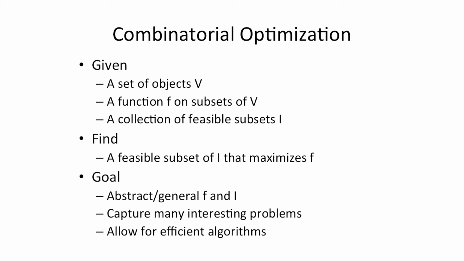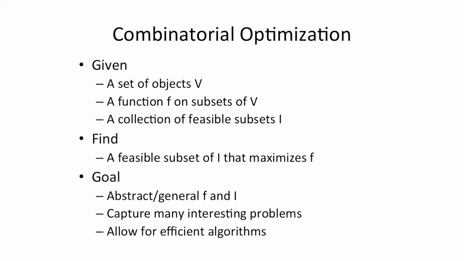I made some changes. So the viewpoint that we take here is that of combinatorial optimization. We are interested in fairly general optimization problems. Perhaps a familiar setup that you've seen over and over is that we have some collection of objects, and we have some function on subsets of these objects. We also have some feasibility constraints. So some subsets of these elements are feasible and some are not. And our goal is to find a feasible subset that maximizes our function f.